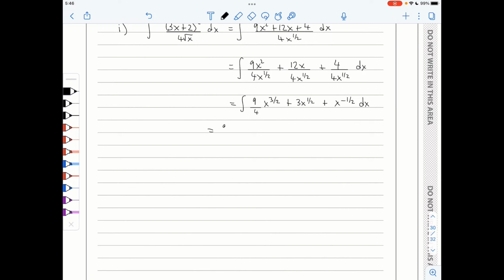So it's going to be 9 over 4. In integration, we increase the power by 1, dividing by the new power, plus 3x to the 3 over 2 over 3 over 2 plus x to the half over a half plus c. Do not forget the constant of integration. We've got some simplifications. The 2 with the 4 leaves me a 2. The 3 with the 3 go away. So this is 9 over 10 x to the 5 over 2 plus 2x to the 3 over 2 plus 2x to the half plus c. We had to give the answer in a simplified form. That's the final answer here.